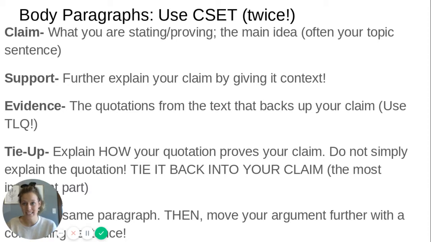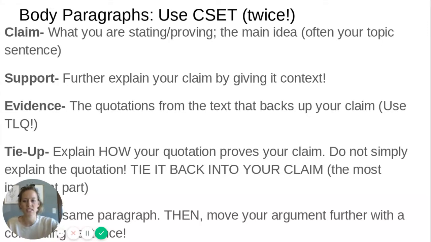So for CSET, the C is for claim. That is what you are stating and proving. It's the main idea of the paragraph, and it's often your topic sentence. The support, that's the S in CSET, and you further explain your claim by giving it context, which, if you remember, in your topic graphic organizer you already have in the what's going on box. Your evidence is obviously the quotations from the text that back up your claim, and you use TLQ to insert a quotation there.